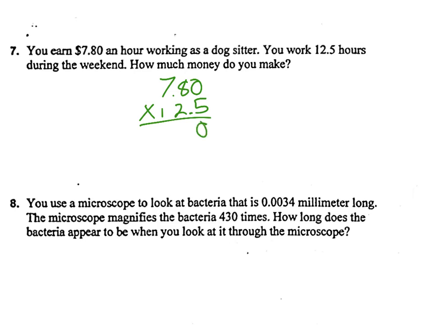So 5 times 0 is 0. 5 times 8 is 40. 35 plus 4 is 39. Put a 0 on the next line. 2 times 0 is 0. 2 times 8 is 16. Then we have 2 times 7 plus 1 is 15. The next line, we put 2 zeros. 1 times 0 is 0. 1 times 8 is 8. 1 times 7 is 7.